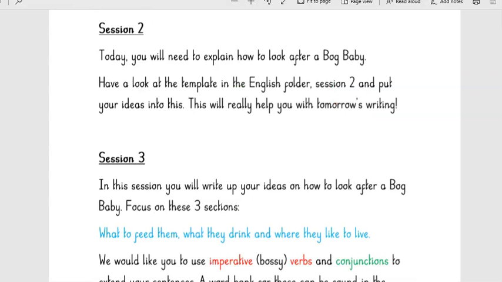Now, session 1 involved a lot of writing, but session 2 is more of a planning lesson because over the next few sessions, you're going to be explaining how to look after a bog baby. So you are going to be looking at a template, so a plan, a blank plan, which is in the English folder for session 2, and you can put your ideas onto this. This is to help you with sessions 3 and session 4.